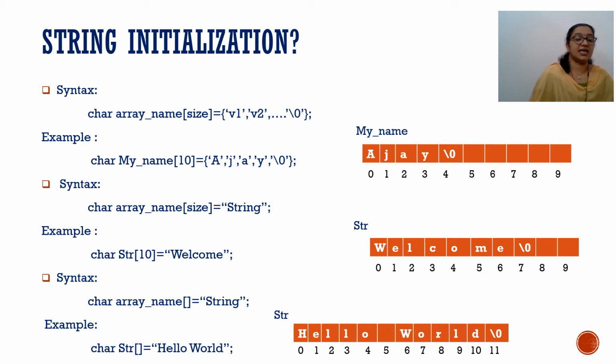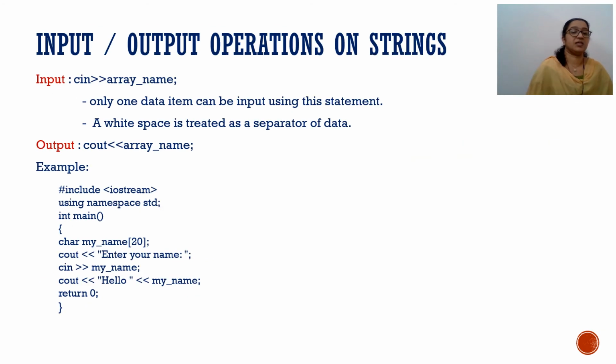But in the first and second syntax we put the size directly. That much size will be created at execution time, and the string will occupy that space according to its length. Clear? So this is the way of string initialization. Now we can move on to how to input and output a string, that is, input output operations on strings.